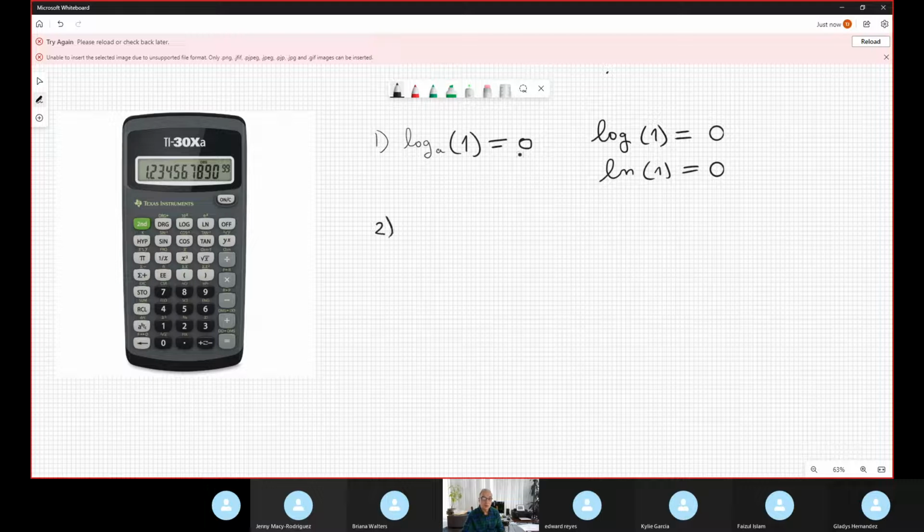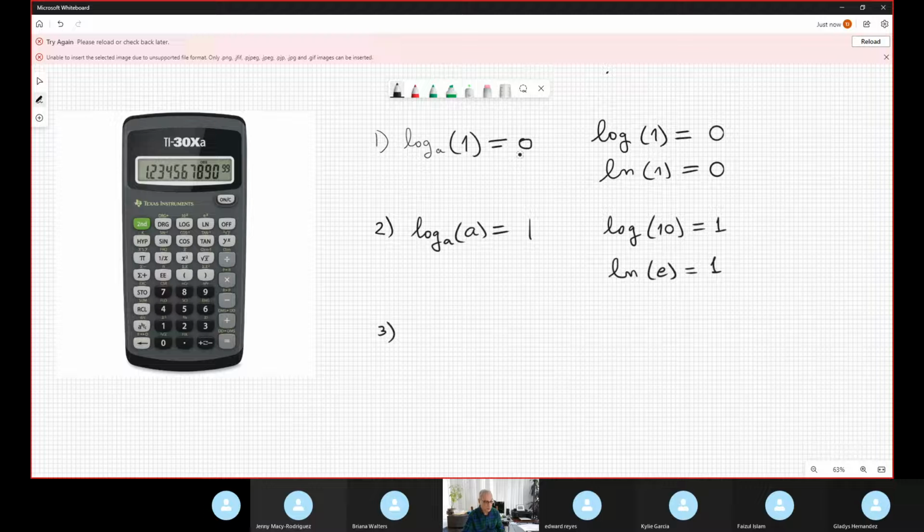And number 2, when you have the same number in the base and the same number in the argument of the function, the answer is 1. So log of 10 is 1. ln of e is also 1. Remember, the base of the natural logarithm is e, it's the famous irrational number.